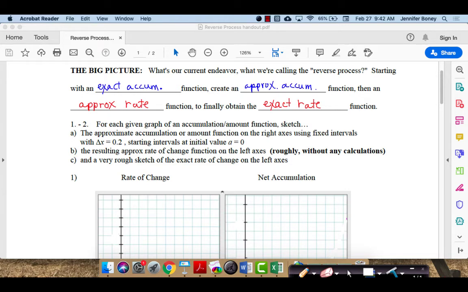So let's take a look at the idea of creating the sequence of things. Starting from an exact accumulation, either net or total, we're going to make approximate accumulation functions, those piecewise linear functions, somehow. And then from those, create approximate rate functions, one value for each interval. And then the idea is if we make the intervals smaller, we can come up with some exact rate function. So just thinking about what these could kind of look like.